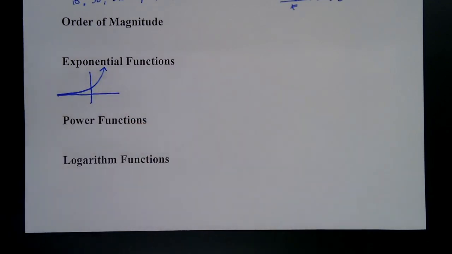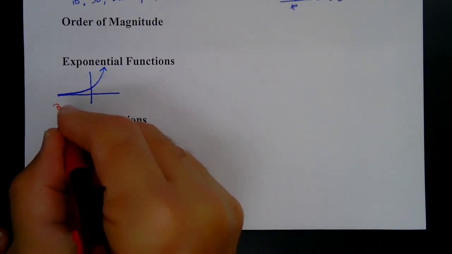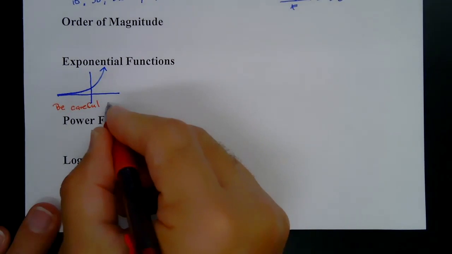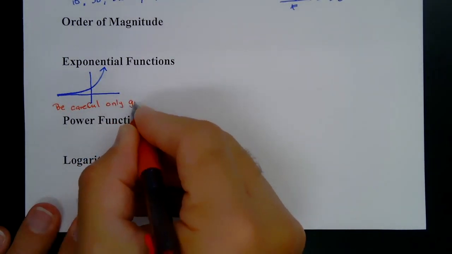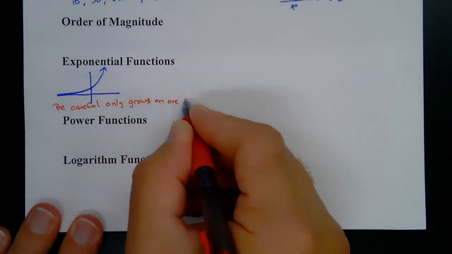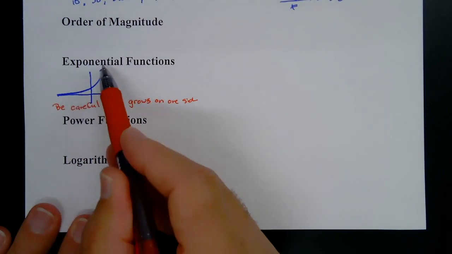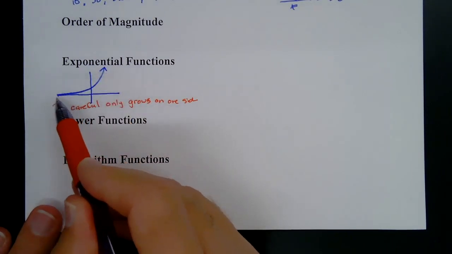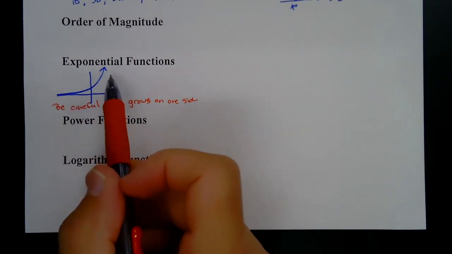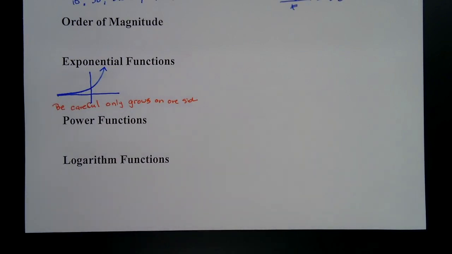I'm going to write it in red. Be careful: it only grows on one side. One side is getting huge. The other side is not. The other side is getting closer and closer to 0. So when you see exponentials, you have to look and see which side it is. What's the exponent? Is it positive? If it's positive, then it's going to be growing. If the exponent's negative, then it's actually going to be getting closer and closer to 0, okay?